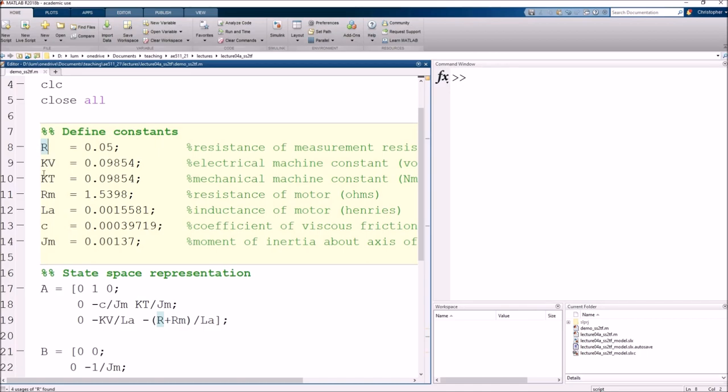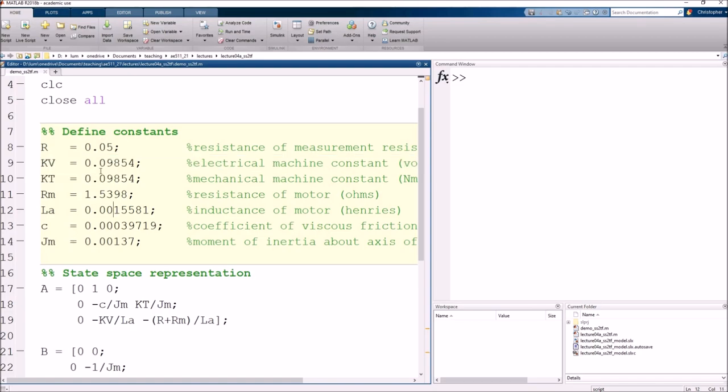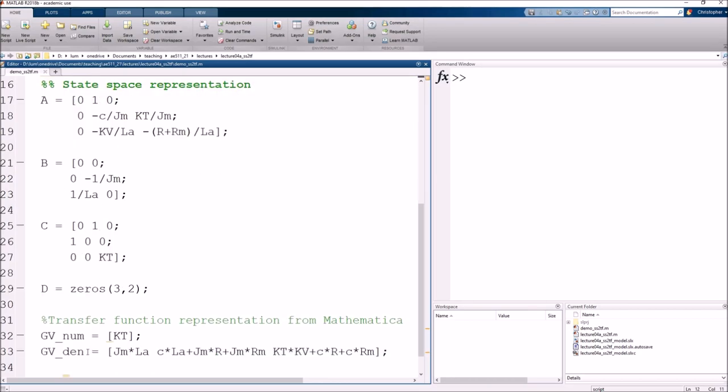So again, all of these numbers, we talked about them in our previous video where I was discussing the modeling of this DC motor. Again, if you really don't care, just think about these as just constants that describe things like the electrical machine constant, the mechanical machine constant, the inductance of the motor, the damping, the moment of inertia, all that kind of stuff. Here are just some numbers that make physical good sense. So once we've got these defined, I can just go ahead and define that exact same state space representation that we did earlier.